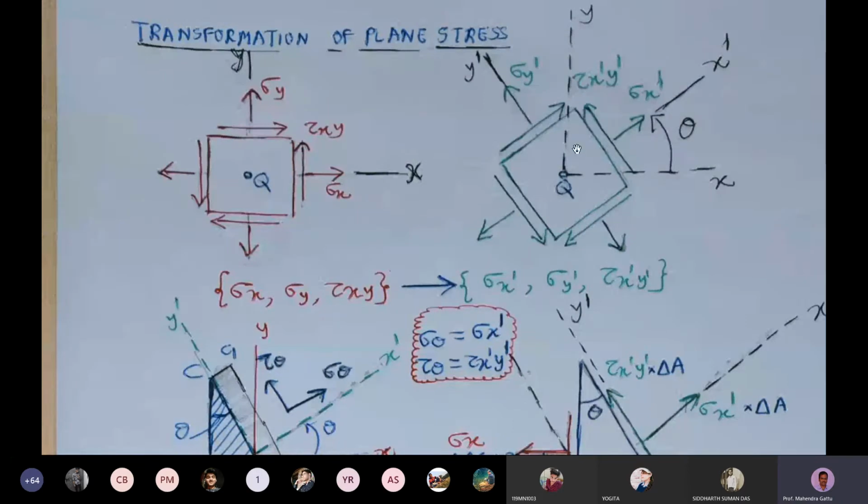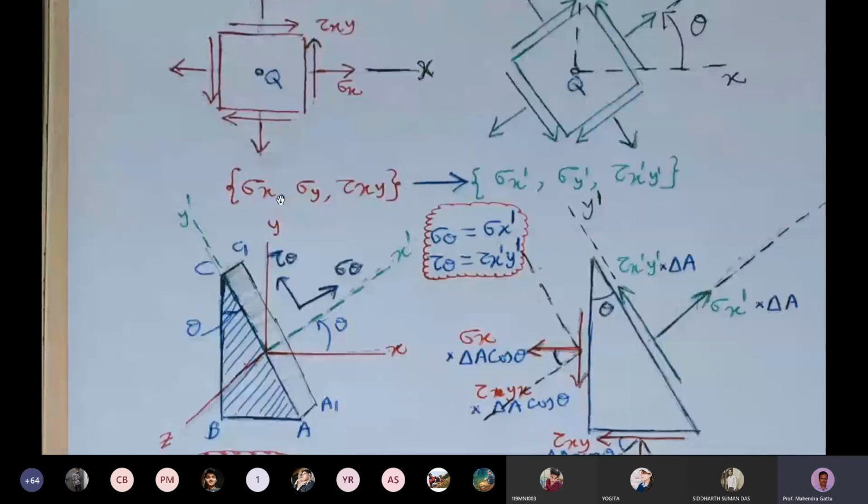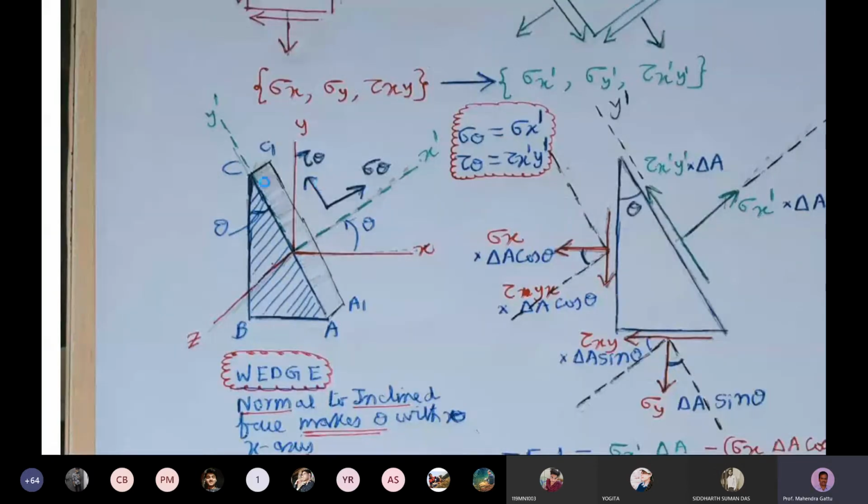So our problem is to relate this sigma x, sigma y, tau xy with sigma x prime, sigma y prime, and tau x prime y prime. So how do we relate these stress components in this xy coordinate system with the stress components in the x prime y prime coordinate system? To set up the problem, we will draw a wedge.